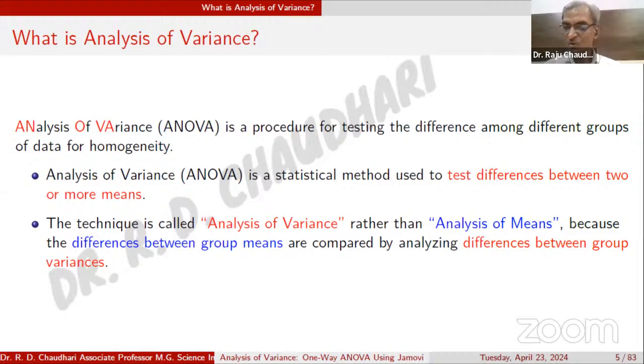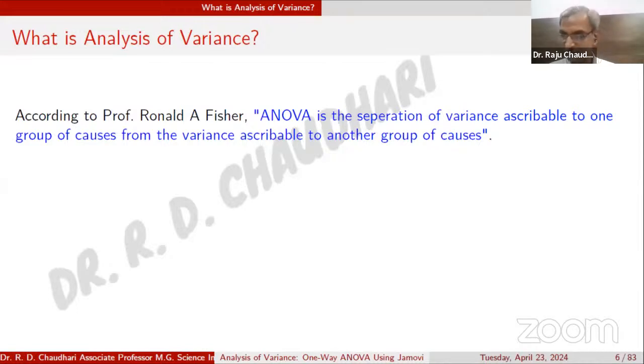The reason is that we are comparing the difference between the group means by analyzing the differences between the group variances. So in short, we are analyzing the variation, the variabilities, the variances, to compare means. That is why it is known as the analysis of variance technique and not analysis of mean. The technique was given by Professor Ronald A. Fisher. According to Professor R. A.